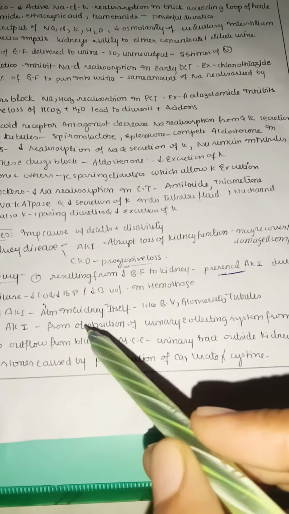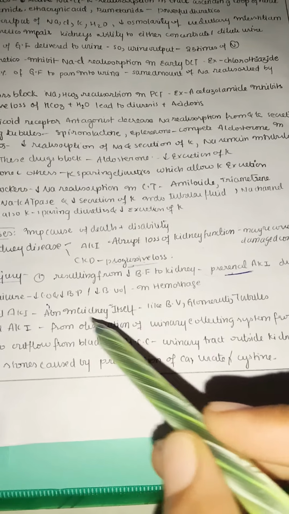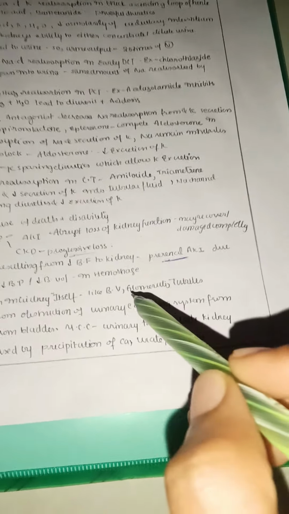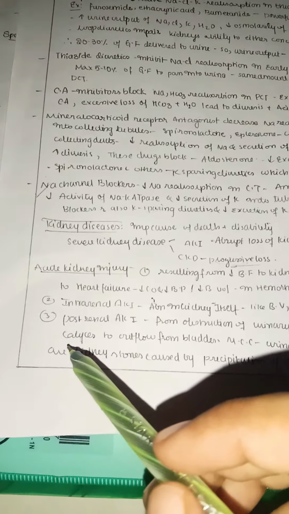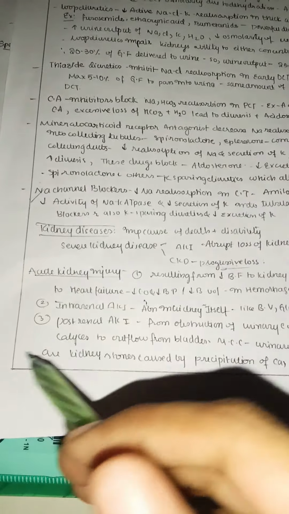That is like an abnormality in the kidney itself. So some blood vessels in the kidney are damaged, or the glomeruli in the kidney are damaged, or the tubules are damaged. And next we have postrenal AKI. So in the name you can see the prerenal one is where the blood vessels are affected, and the intrarenal one is where in the kidney only there is some problem.